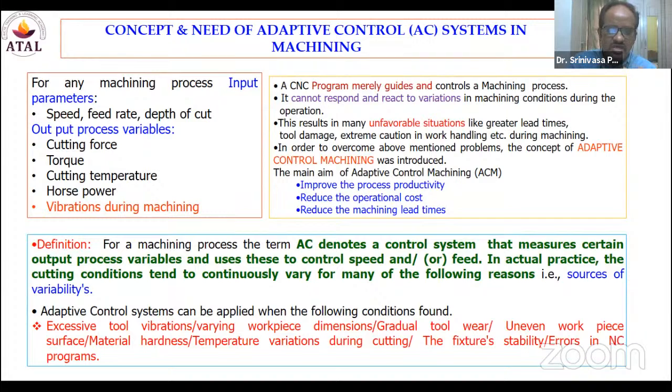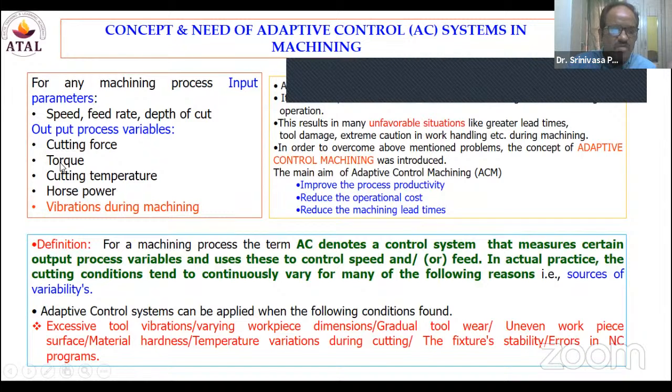By involving a minimum of 3 parameters or many parameters as input parameters, irrespective of the number of input parameters, the output process variables are common: forces in cutting, torque, cutting temperature, horsepower, and spindle deflections or vibration during the machining.